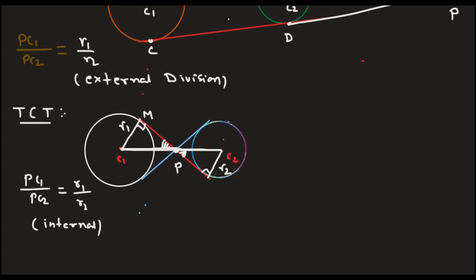So since the two triangles are congruent, PC2 by PC1 you can take as R1 is to R2. So we can say that for TCT, for the transverse common tangent, both the centers of the circle lie on the opposite side of the tangent lines, and the point of intersection of the tangent divides the line segment joining the centers of the circles in the ratio of their radii internally.